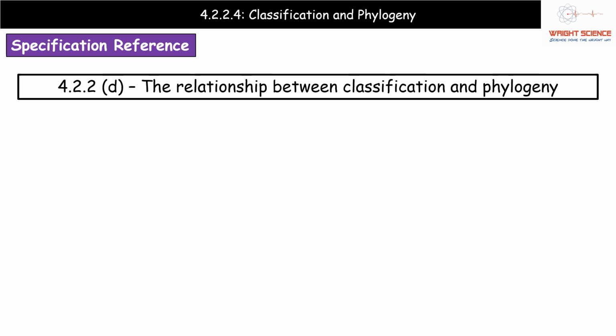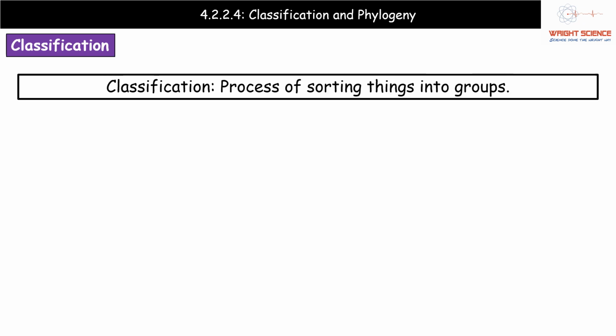What we're going to be doing in this video is having a look at our specification reference 4.2.2d, the relationship between classification and phylogeny. First thing then, when we talk about classification, we are purely talking about this process of sorting things into groups. Obviously, because we are studying biology, this is going to be sorting living organisms into groups based on certain characteristics.